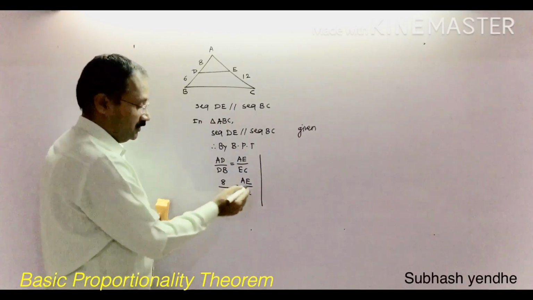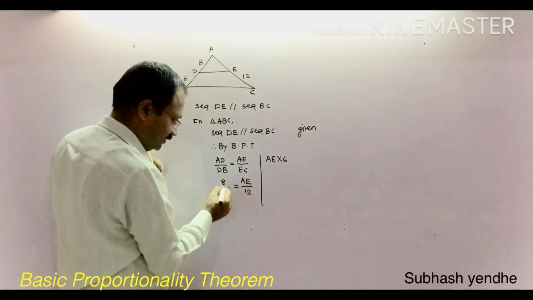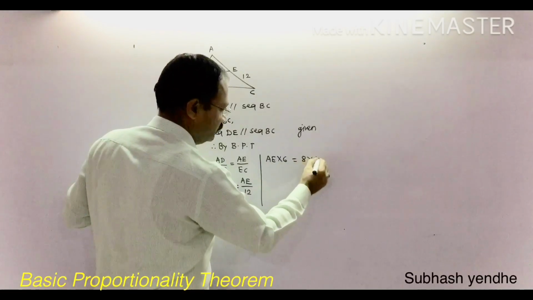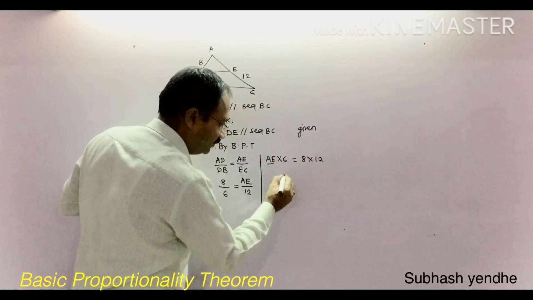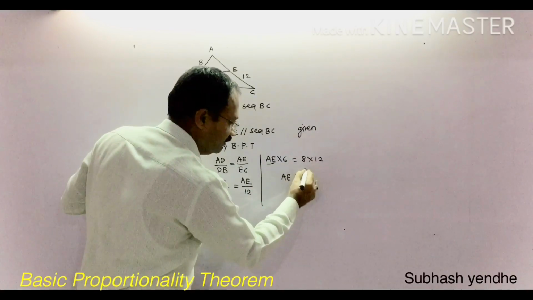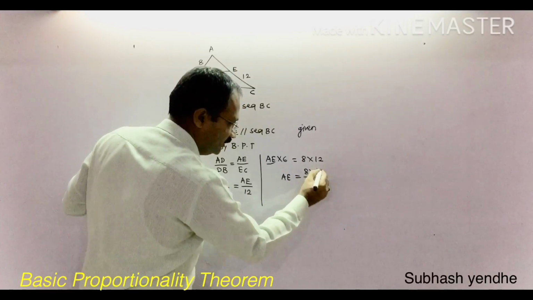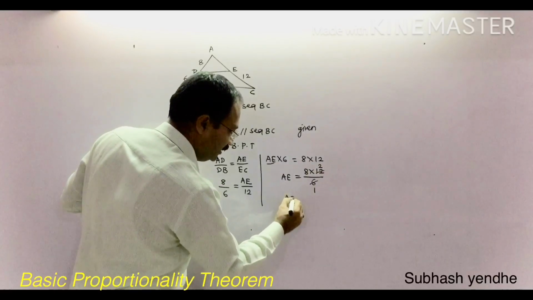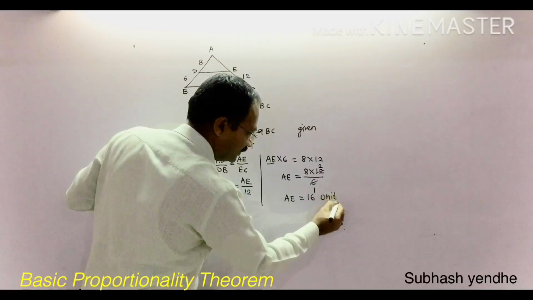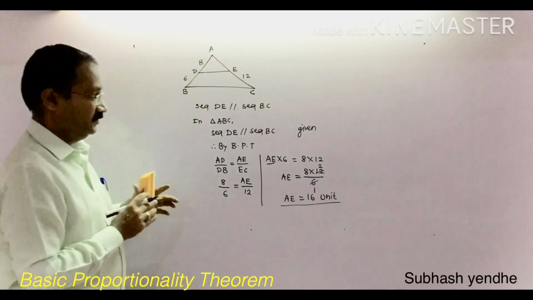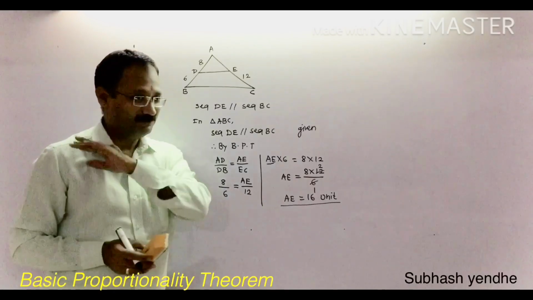Now what to do? Cross multiplication. AE into 6 equals 8 into 12. You have to find the value of AE. Therefore, 6 goes to the other side. You will get AE equals 8 into 12 divided by 6. 6 ones are 6, 6 twos are 12. So the answer is AE equals 16 units. This is your answer. So always remember this. If the line is parallel in a triangle, then you have to use BPT.